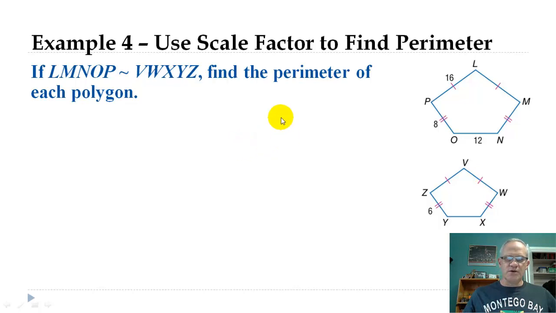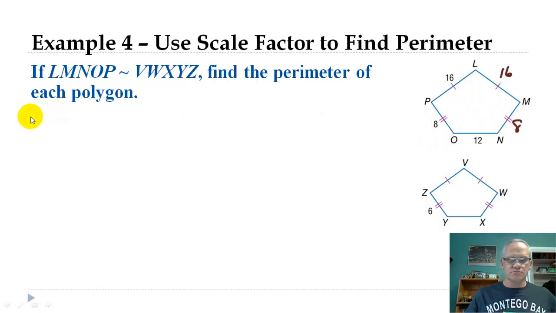Again, we're told here that these two figures are similar, LMNOP and VWXYZ. We're trying to find the perimeter of both of these. My first thought is, can I figure out the perimeter of one of them first? If you notice here, you've got 16, 8, 12. You've got some marks here that say some sides are the same. Since this is one mark and this is one mark, that means this is also 16. And that's 8 with 2 marks, so this would have to be 8, right?